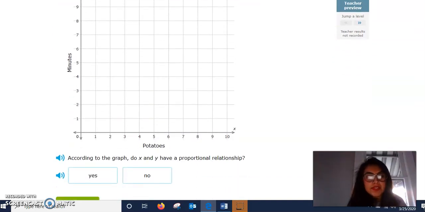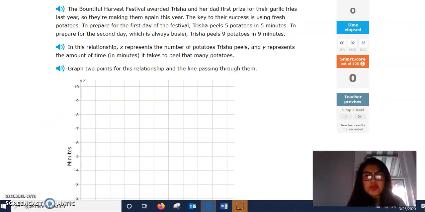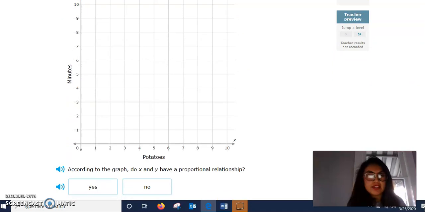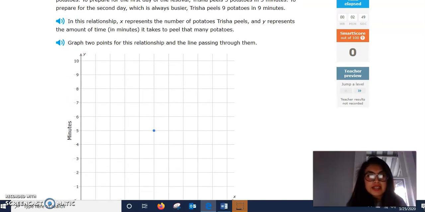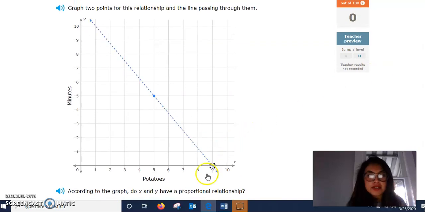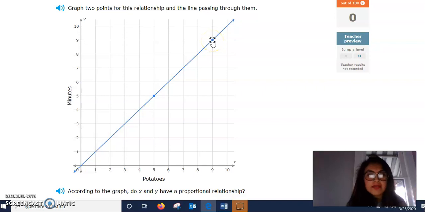As we recall, here we have the number of potatoes and here we have the number of minutes. So let's go with the first day. Trisha peels 5 potatoes in 5 minutes, so I'm going to look for 5 potatoes in 5 minutes. Plot. 9 potatoes in 9 minutes, so I'm going to look for 9 potatoes in 9 minutes. Plot. And there, I created my line.